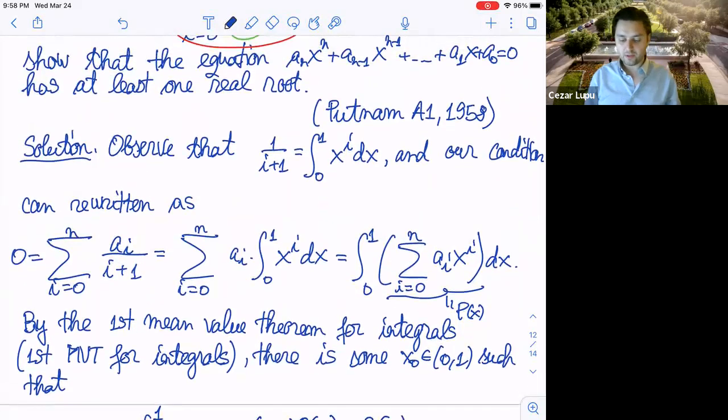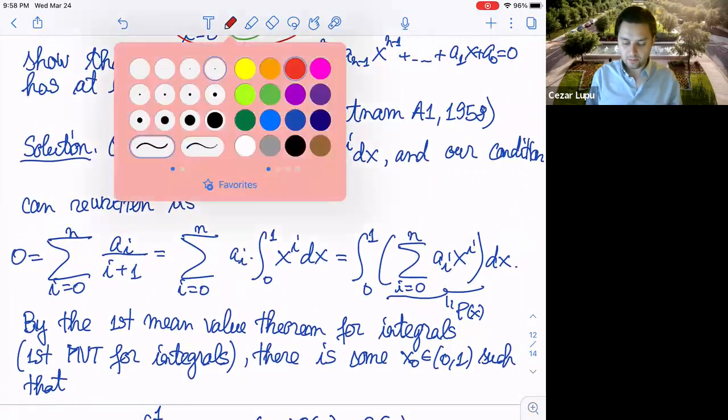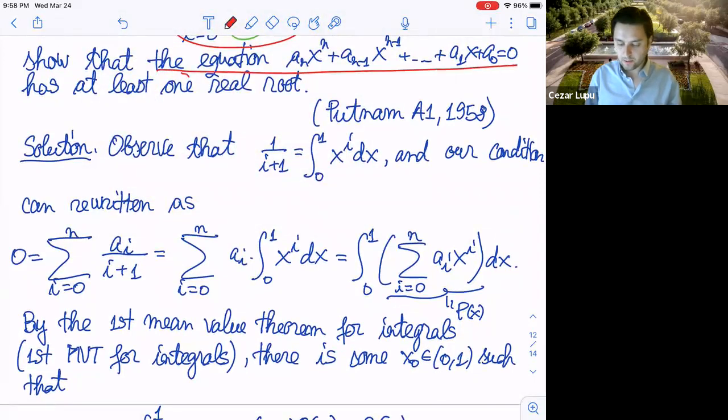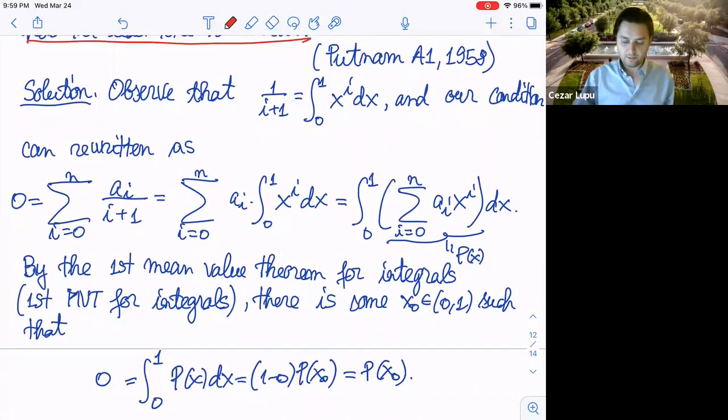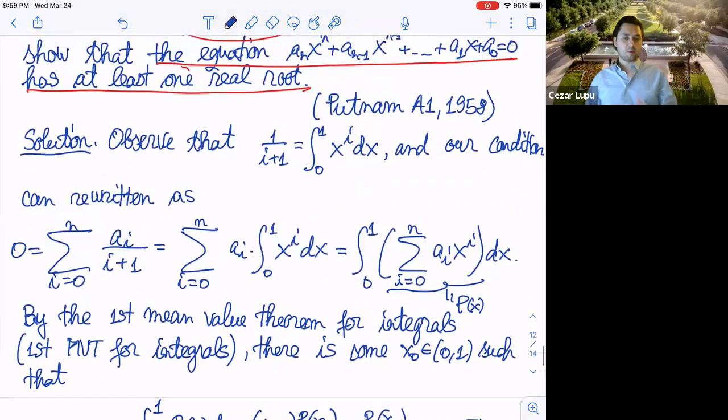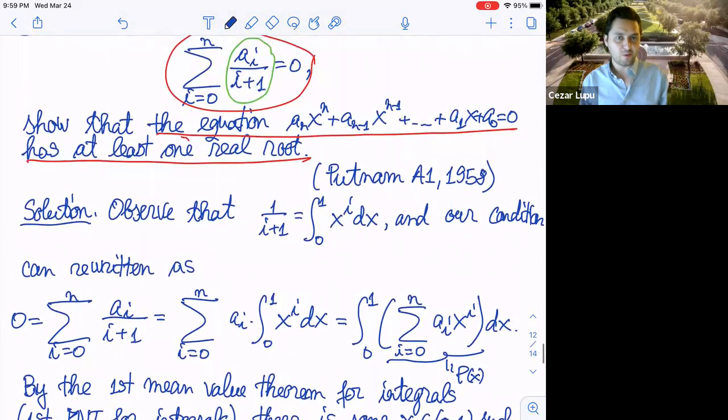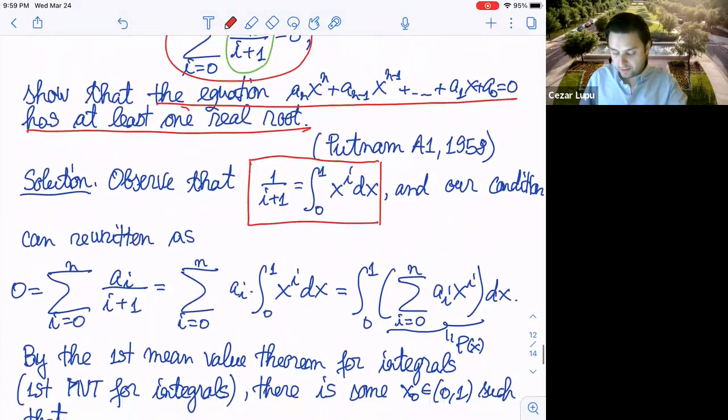We wanted to show that our equation, this equation here, has at least one real root, which is exactly what we want. So this ends the problem. You see, you can do this in a fairly easier way by just observing this fact here. That was the only thing you needed to observe, and then from here, it's quite clear. The only thing you have to use is the first mean value theorem for integrals. All right, that's great.